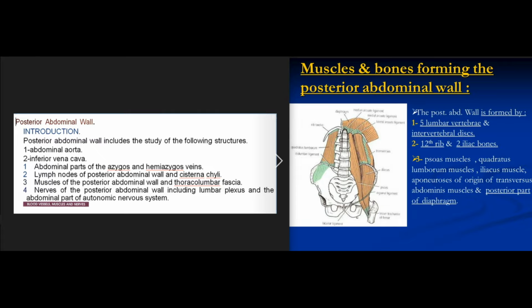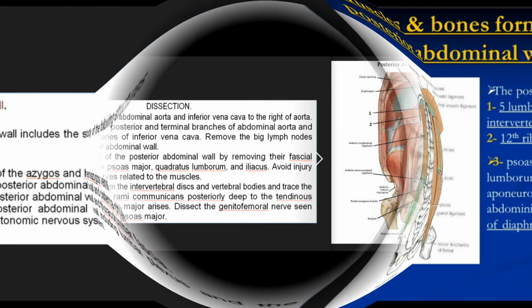3. Muscles of the posterior abdominal wall and thoracolumbar fascia. 4. Nerves of the posterior abdominal wall, including the lumbar plexus and the abdominal part of the autonomic nervous system.